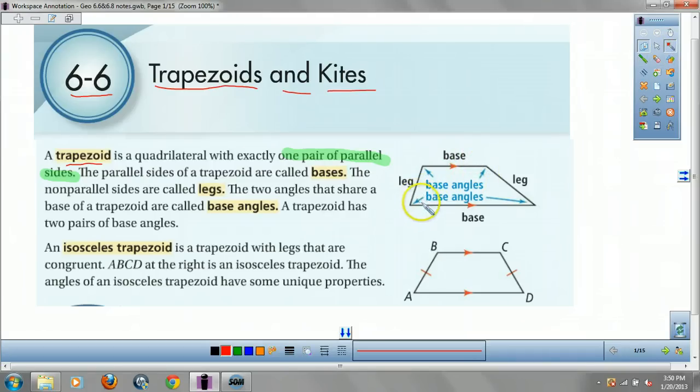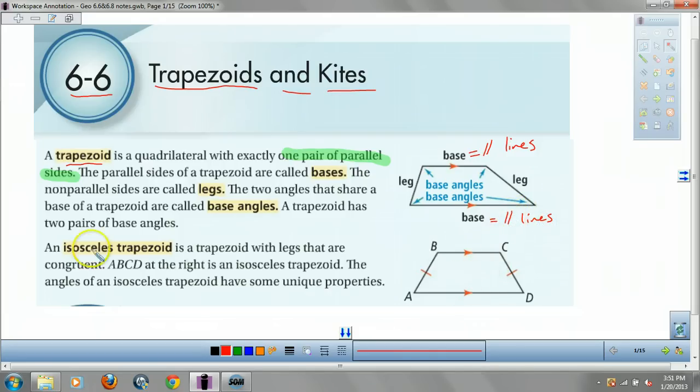angles are called base angles. These guys are. And these match up with each other. If one's the base, that one's also the base, because your bases are the parallel lines. These are your parallel lines. The ones that aren't parallel are called legs.